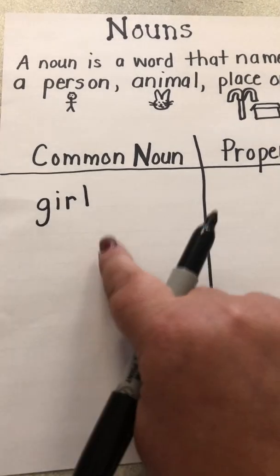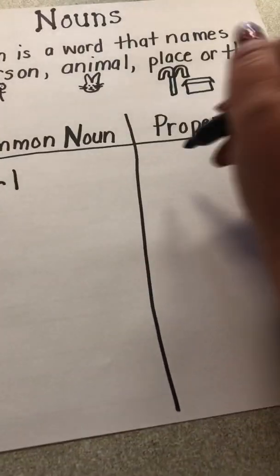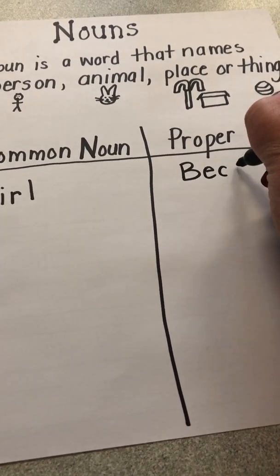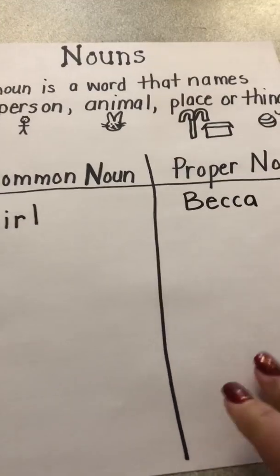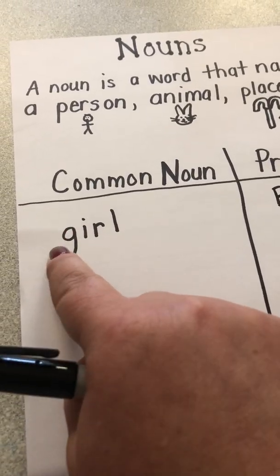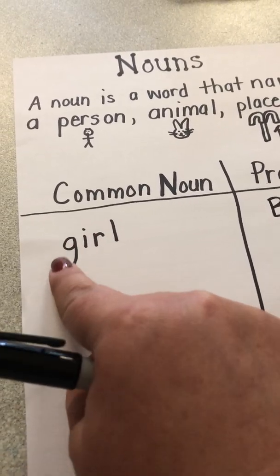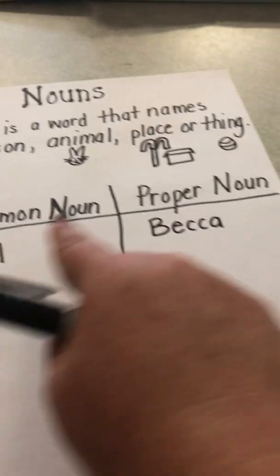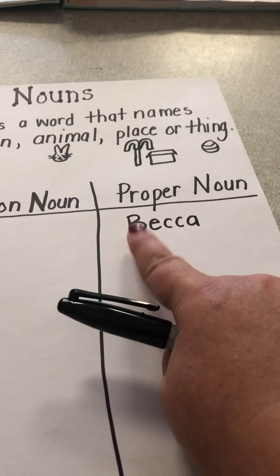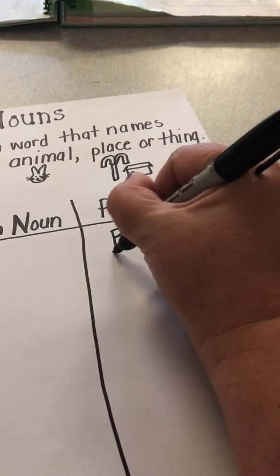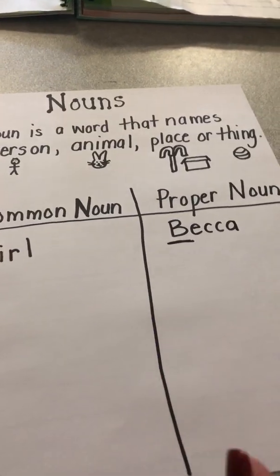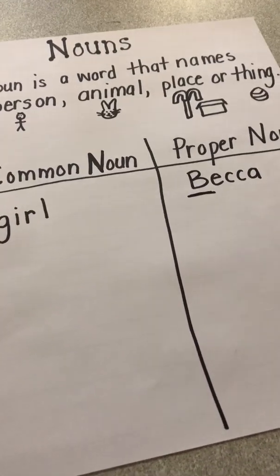But a proper noun could be Becca. Now notice when it was a common noun, girl, it wasn't a capital. The first letter was not a capital letter. But once I put the special name, or the proper noun, I had to use a capital letter at the beginning.